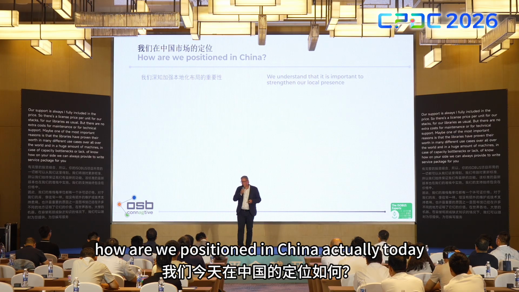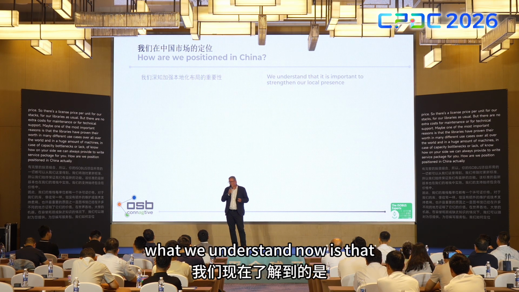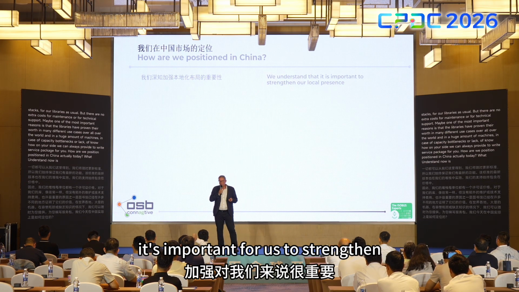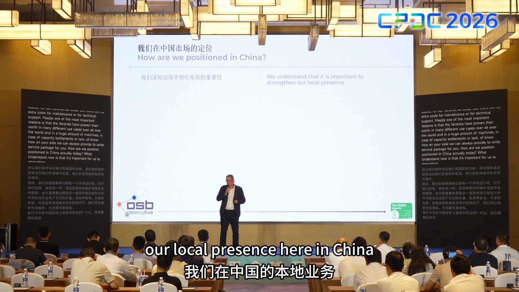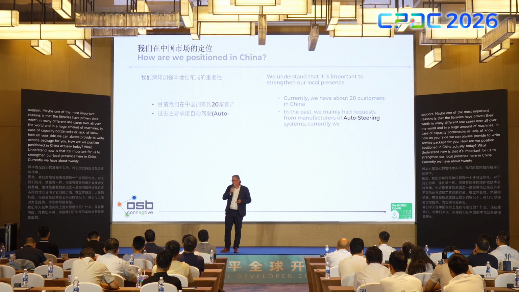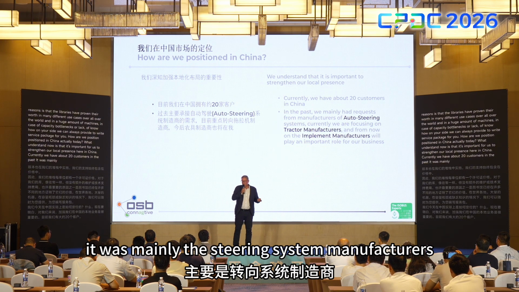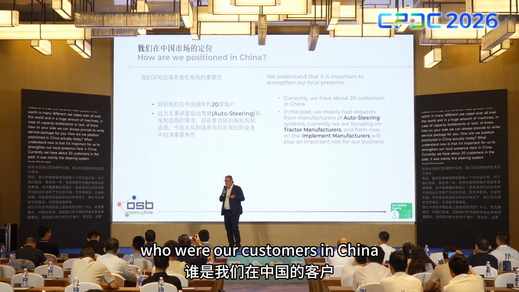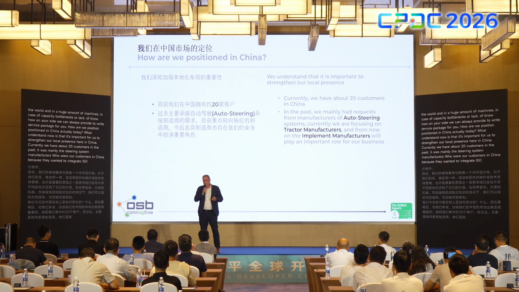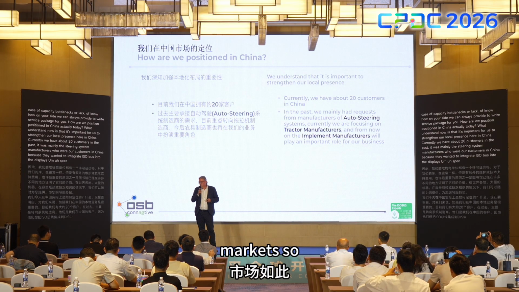How are we positioned in China actually today? What we understand now is that it's important for us to strengthen our local presence here in China. Currently we have about 20 customers. In the past, it was mainly the steering system manufacturers who were our customers in China because they wanted to integrate ISOBUS into the displays, specifically for the overseas markets.